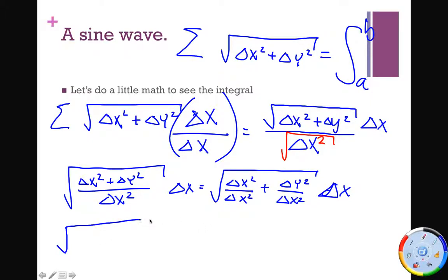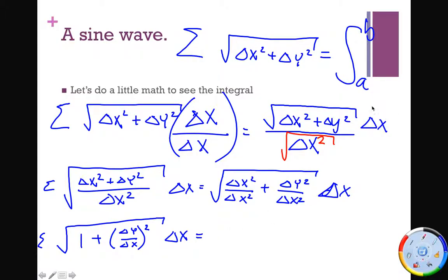So let's rewrite this again. Remember the summation thing goes out here all the time. They're summing a whole bunch of things together. And delta x squared over delta x squared is 1. And then what I'm going to do here is, since both of these things are squared, I'm going to factor that square out. And this actually looks like we've got some stuff going on here now.